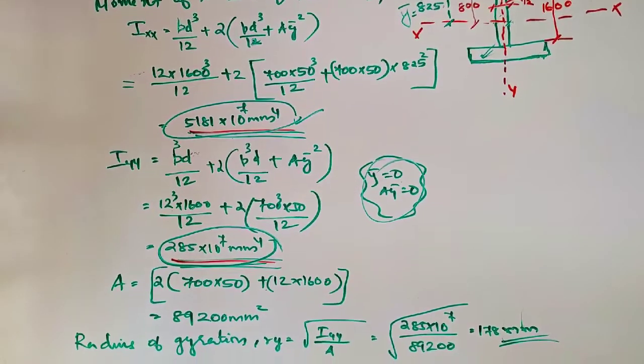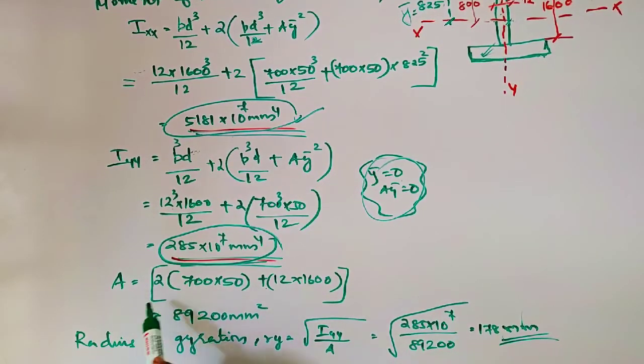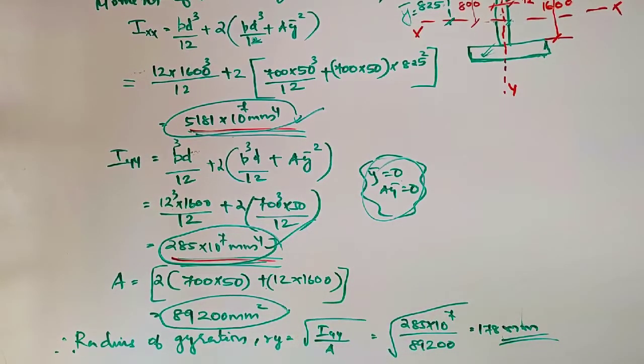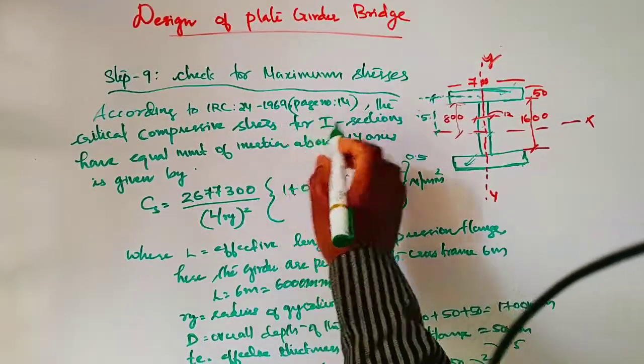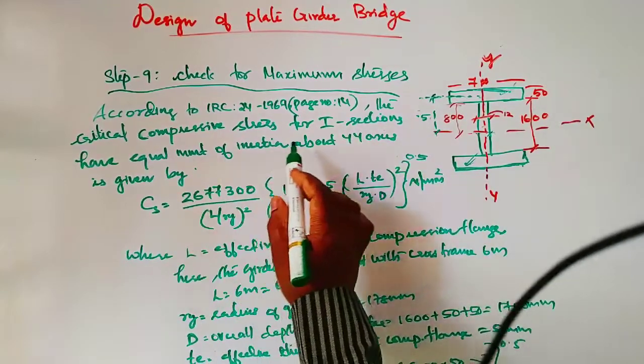Then find out the area. Total area equals 2 into 700 into 50 plus 12 into 1600, which is 89200 mm square. Therefore, radius of gyration Ry equals root of Iyy by A, that is 285 into 10 raised to 7 mm raised to 4 divided by the total area 89200. The answer is 178 mm. According to IRC 24/1969, page 14, the critical compressive stress for I section.